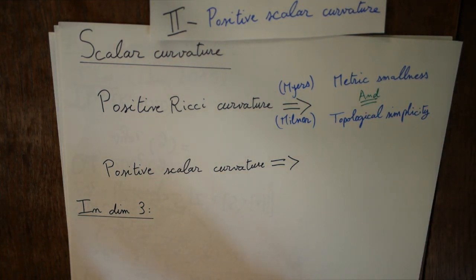If you think about positive Ricci curvature, then Myers' theorem will tell you at the same time that the diameter is bounded and that the fundamental group is finite. While in non-negative Ricci curvature, the Bishop-Gromov inequality will give you some kind of polynomial growth, which is some kind of metric smallness. And using the usual argument of Milnor, if you're on something compact, then the fundamental group has polynomial growth, which is some kind of measure of topological simplicity.